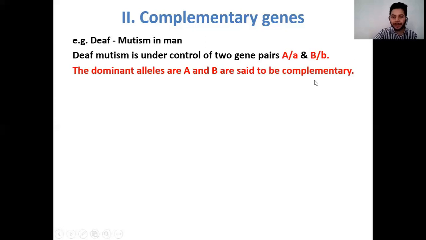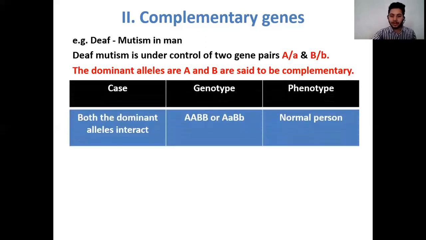So if A and B are present together, then the phenotype will be expressed. And if either A or B is absent, then the phenotype will not be expressed. That is the whole idea behind complementary genes. So let us go through a few of the cases.